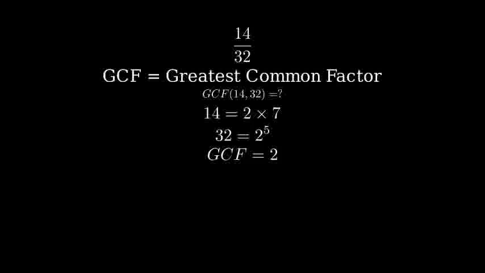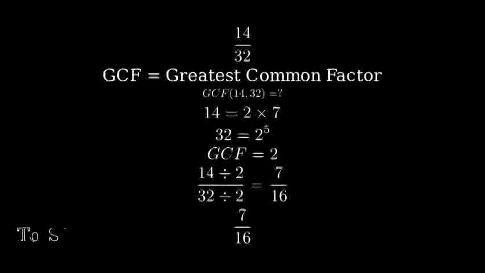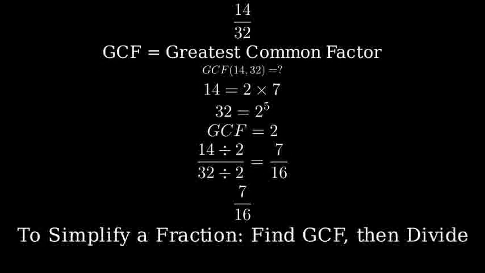To simplify the fraction, we divide both the numerator and the denominator by the GCF, so we divide 14 and 32 by 2. So, the simplified form of the fraction 14/32 is 7/16. In summary, to simplify a fraction, find the greatest common factor of the numerator and the denominator, and divide both by that factor.